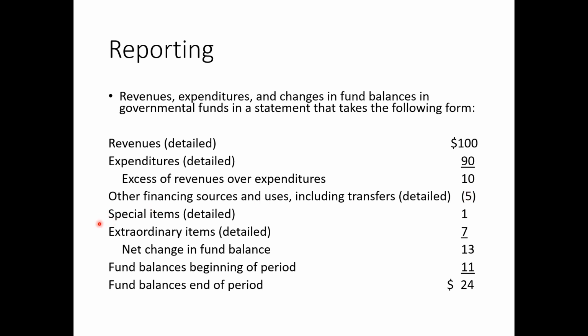Then we're going to report some special or extraordinary items, special and extraordinary gains and losses. Special is either rare or infrequent, while extraordinary is both rare and infrequent. Although in financial accounting we have removed this difference, these will be reported the same in financial accounting. But for GASB, we still differentiate between special and extraordinary items. So then we have the net change in fund balance.